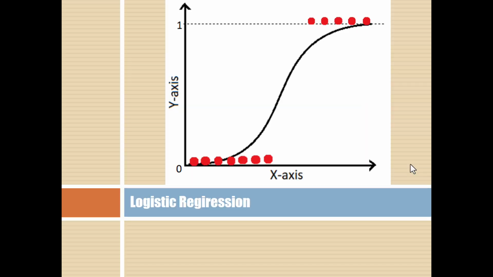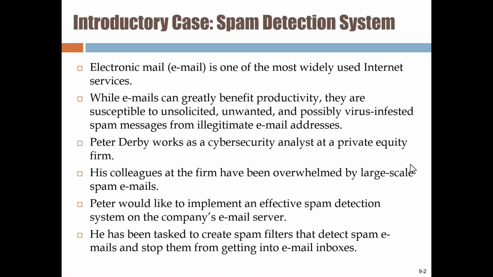Okay, this is logistic regression. So let's think about one case: a spam email detection system. These days, either the email server or the client program detects some spam email and puts it into a junk email folder.